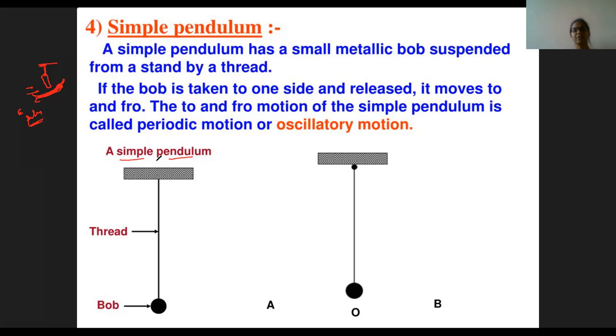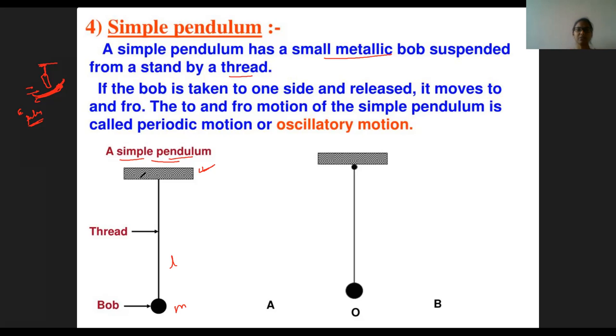We are going to find how much time is taken by this bob, as the length of the thread increases, or the mass of the bob increases, how the time period is going to vary. All these things, when you go to higher classes like PU1 and 2, you are going to understand and solve some experiments on the simple pendulum. But now try to understand what a simple pendulum has.